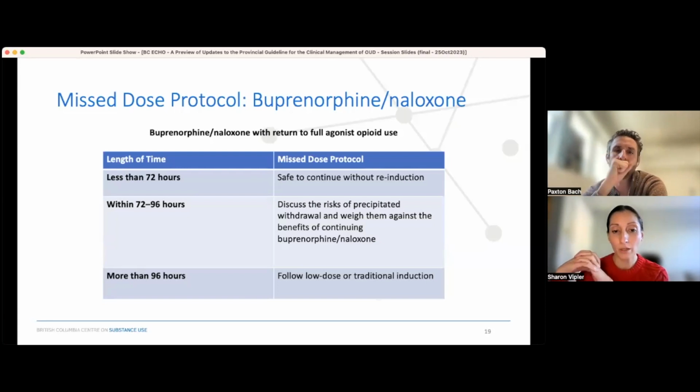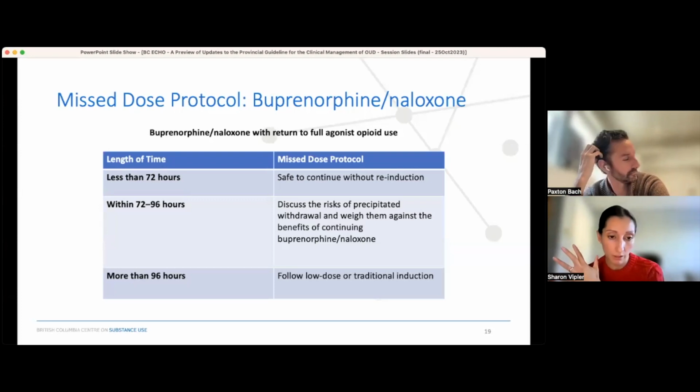If it is more than 96 hours, given the potency of the current drug supply, a new induction may be required. You could use either a low dose micro-induction or a traditional induction protocol, based on what best serves the patient you're seeing.